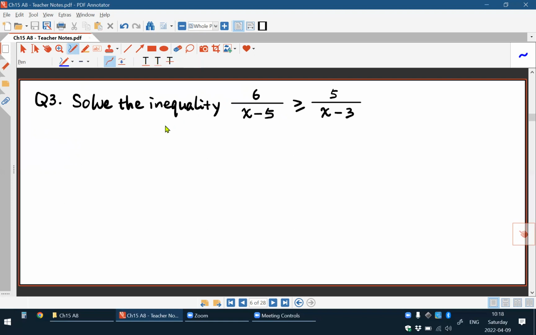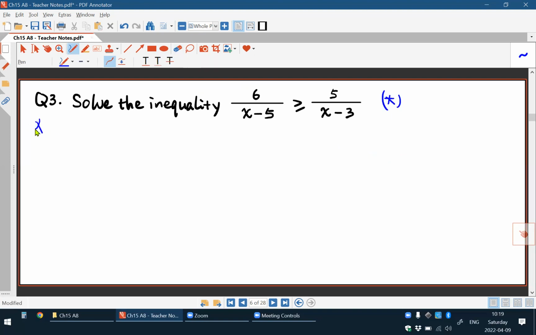Okay, next one. So usually we should move everything to one side. Do not just multiply both sides using a product of the common denominators, because you don't know whether this expression is greater than or less than 0. So do not just multiply both sides. Instead, we can move everything to one side and rewrite the expression using the common denominator.